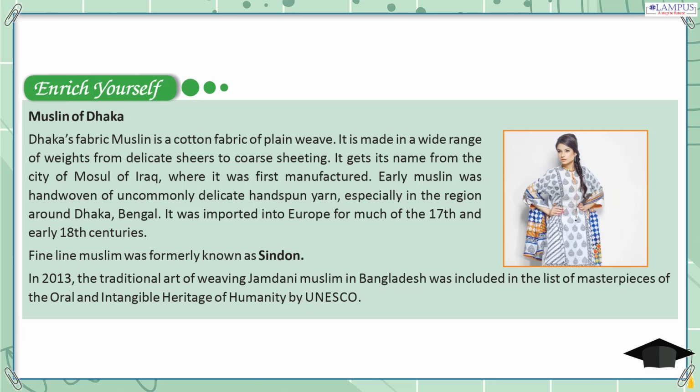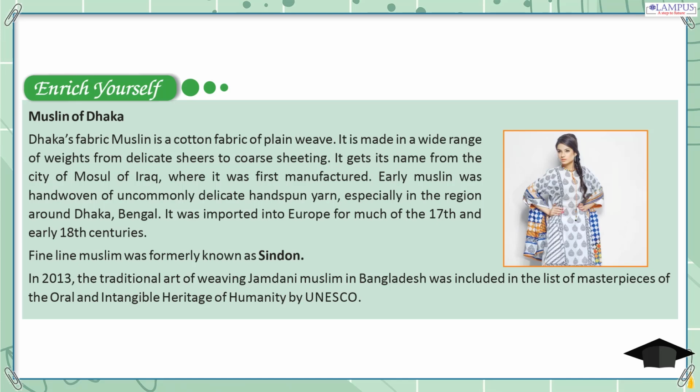Enrich yourself: Muslin of Dhaka. Dhaka's fabric muslin is a cotton fabric of plain weave. It is made in a wide range of weights from delicate sheers to coarse sheeting. It gets its name from the city of Mosul in Iraq, where it was first manufactured. Early muslin was hand-woven of uncommonly delicate hand-spun yarn, especially in the region around Dhaka, Bengal.